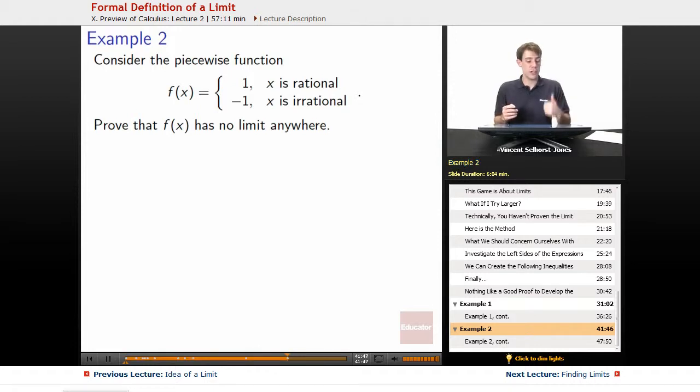Consider the piecewise function f of x equals 1 when x is rational, -1 when x is irrational. Prove that f of x has no limit anywhere.